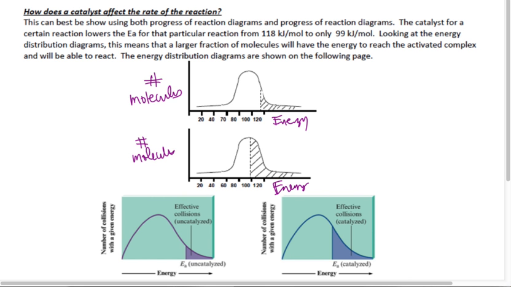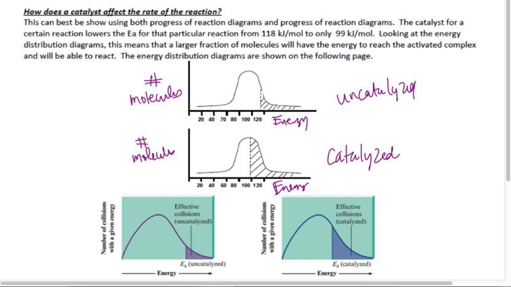So when you add a catalyst, you don't change temperature. You don't change delta H. Very little of the reaction changes. But what does change when you add a catalyst? Myra? Yeah, the activation energy changes. It lowers. So which of these two is your catalyzed reaction? The second one. This is catalyzed. And this is uncatalyzed.